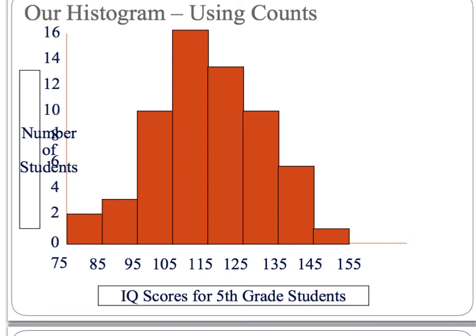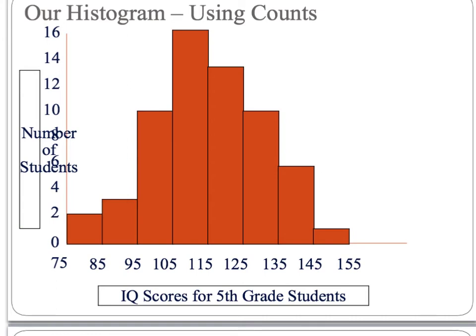Okay, so here's our histogram when we're using the frequency, also known as the counts. And again, I apologize, this number of students is supposed to be within this text box, and it messed up when I transferred the file. But as you can see, I've labeled this axis IQ scores for 5th grade students, and this is their range of scores, our classes, 75 to 85, 85 to 95, and so forth. And over here is the number of students that fall into each of those classes.